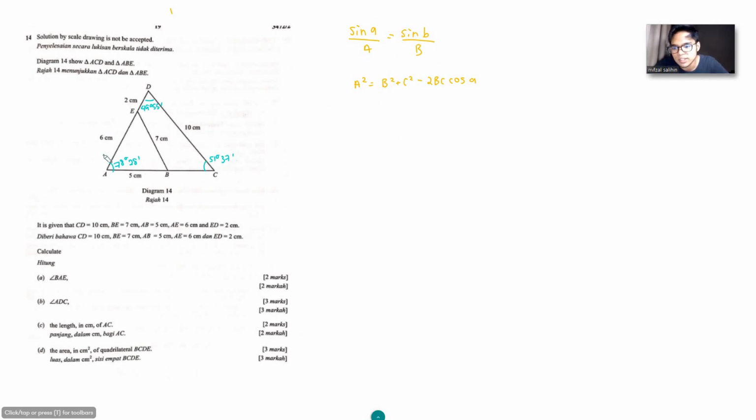So we know over here that this is 6 cm and 2 cm, so this one over here is 8 cm, and we know that this DC over here is 10 cm. Now we are required to find AC. So what I can do with the first formula is that I can switch it, meaning that A over sine A is equivalent to B over sine B.